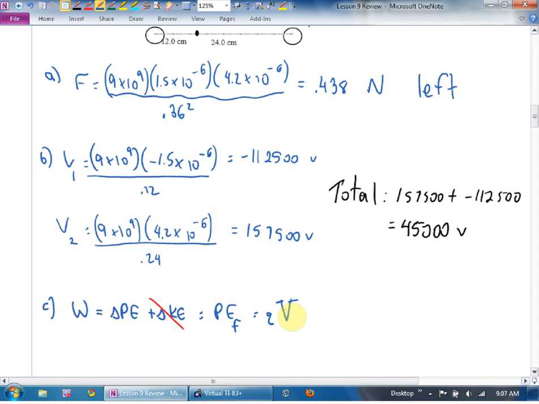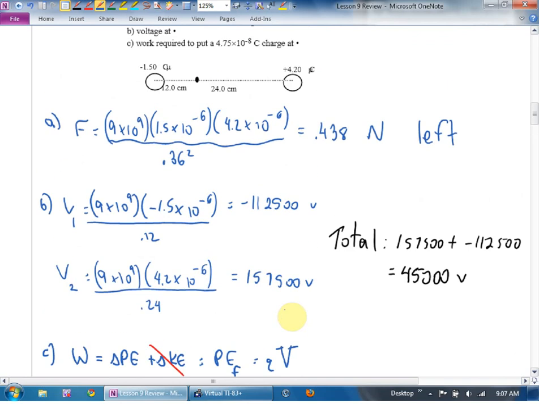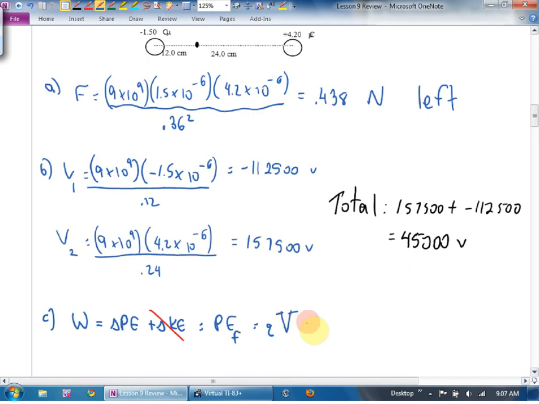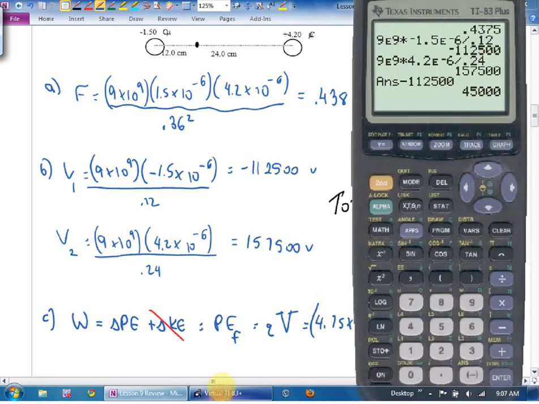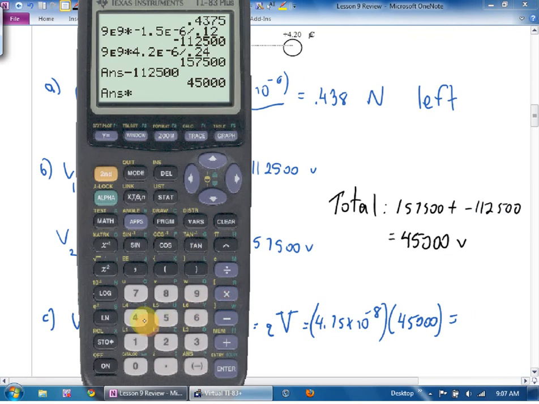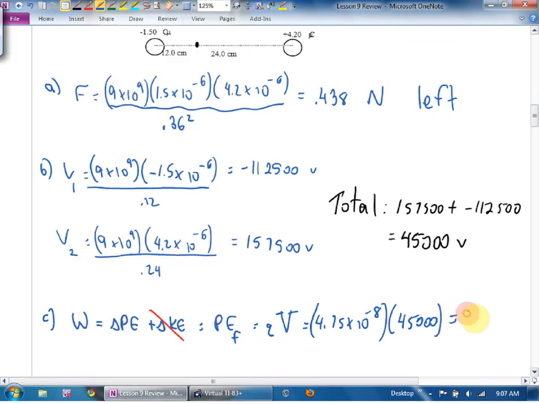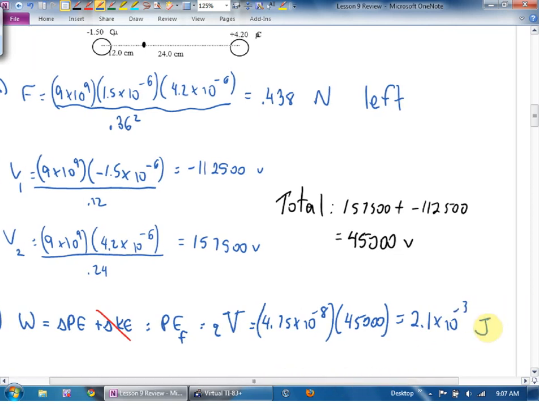What was the charge? I've scrolled down. 4.75 times 10 to the negative 8, times 45,000 volts, and I get 2.1 times 10 to the negative 3 joules. Okay, just leave a blank and we'll get the rest later. Turn the page.